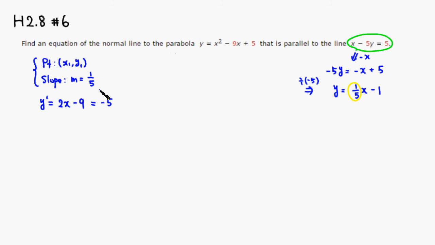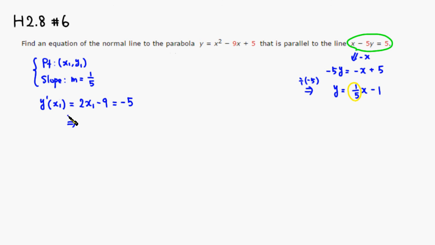At that point, maybe I should put the x1 here. The correct notation would be, maybe I should rewrite it this way. If you want to find the slope of the tangent line, we plug x1 into the derivative. So the derivative 2x gives 2x1 minus 9. This is supposed to be equal to negative 5 because it's a negative reciprocal of 1/5. Then we can find x1 from there.